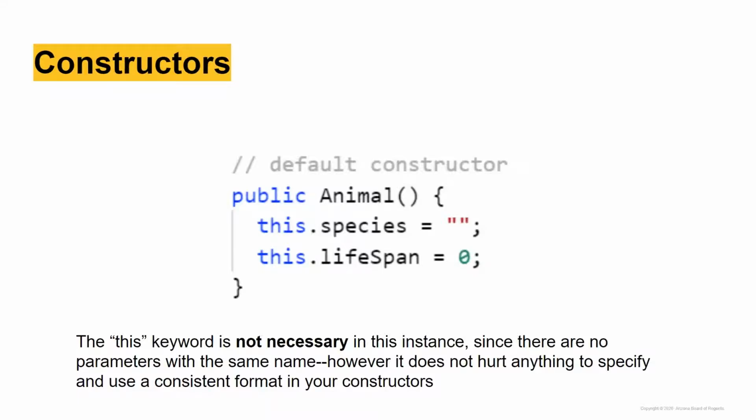So the this keyword is not necessary in this instance since there are no parameters with the same name. However, it does not hurt anything to specify and use a consistent format in your constructors. So if you just said species equals empty string or lifespan equals 0, there's no other parameters by the same name. So it's not necessary to use the this keyword, but personally I like to, just because I think it aids with the readability of your program, and it just clarifies exactly what you're talking about. You're talking about this species for this object.